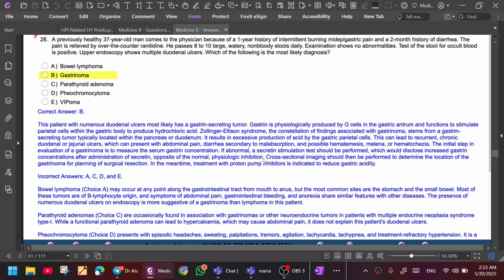Okay. Ready? Yes. This patient with numerous duodenal ulcers most likely has a gastrin secreting tumor, gastrinoma. Gastrin is physiologically produced by G cells in the gastric antrum and functions within the gastric body to produce HCl. Zollinger-Ellison, okay, that's the word I was looking for. Zollinger-Ellison syndrome is the constellation of findings associated with gastrinoma. It stems from a gastrin secreting tumor typically located within the pancreas or duodenum.